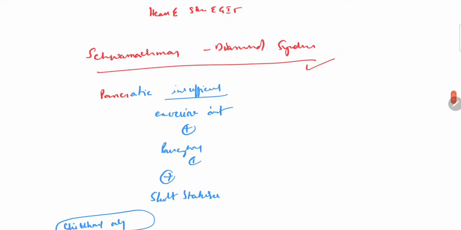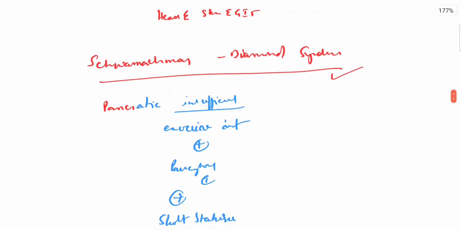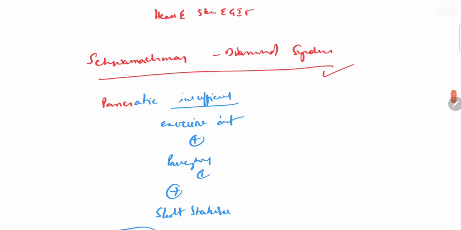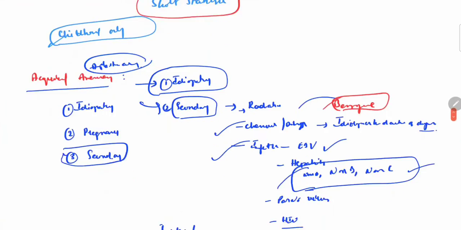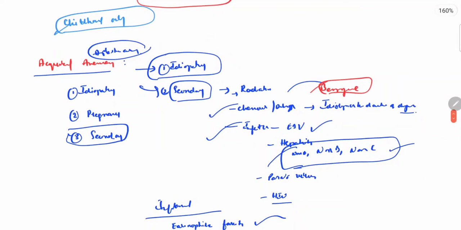Next, Shwachman-Diamond syndrome. It mainly presents with pancytopenia, along with pancreatic exocrine insufficiency and short stature. Okay. Next, coming to acquired aplastic anemia.